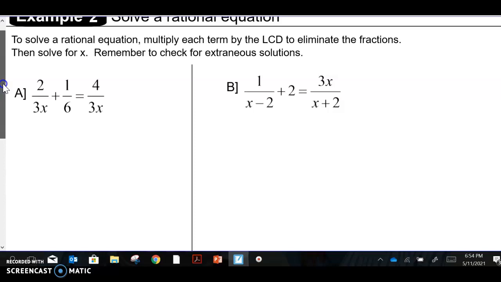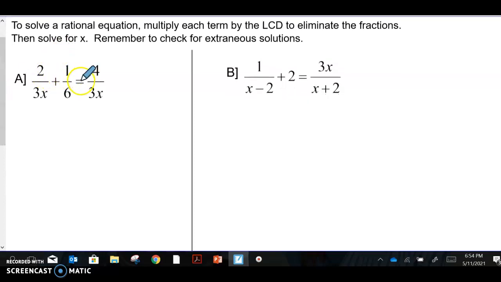All right, now the second example. Notice I don't just have a fraction equal to a fraction. I have a fraction plus another fraction equal to a fraction. Cross multiplying doesn't work. This isn't a proportion. So now I do have to look at all the denominators: 3x, 6, and 3x. And I want to find the greatest common denominator. So I look at the numbers 3 and 6. They all go into 6. x and x.